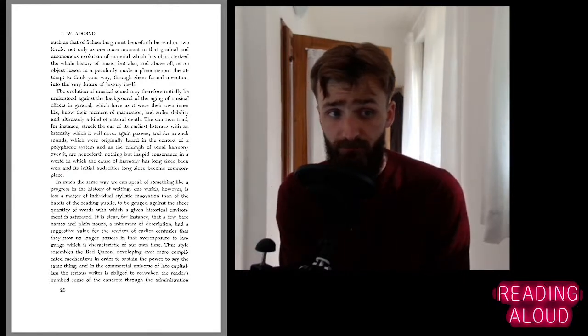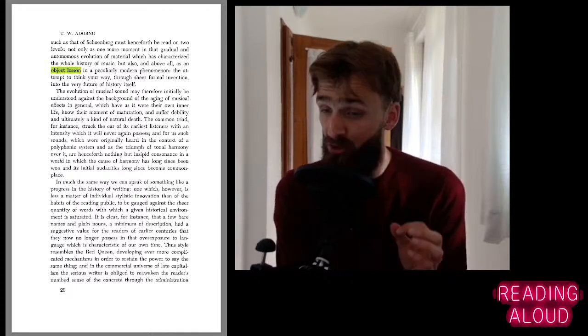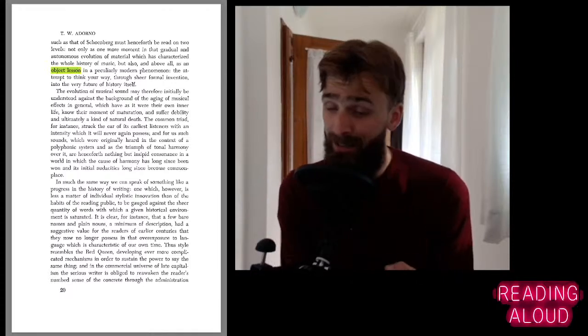two levels. Not only as one more moment in that gradual and autonomous evolution of material which has characterized the whole history of music, but also and above all, as an object lesson in a peculiarly modern phenomenon: the attempt to think your way through sheer formal invention into the very future of history itself.